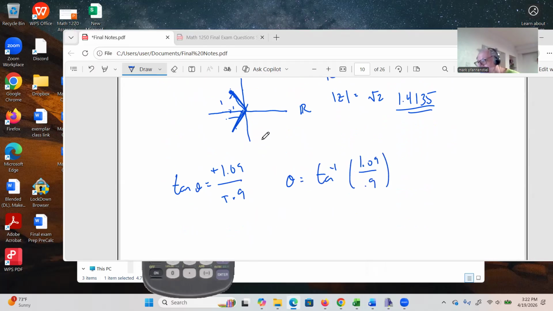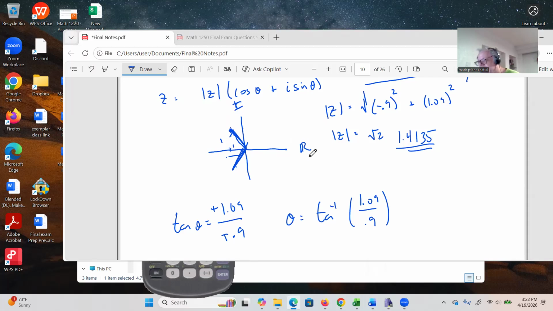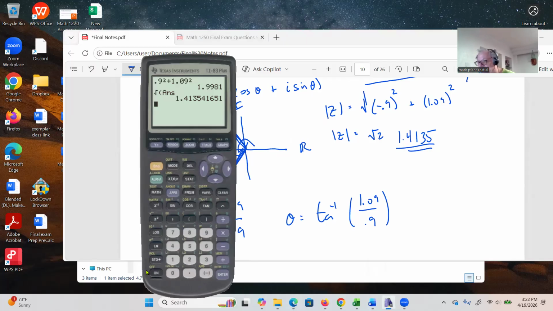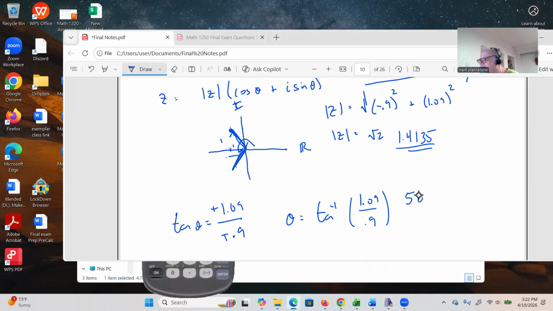Now, this is going to give me an angle in quadrant 1. I don't want it in quadrant 1, I want it in quadrant number 3. So whatever we get for this, we're going to add 180 degrees to it so that we can be in quadrant 3. So we take the inverse tangent of 1.09 divided by 0.9, and that is 50.454 degrees. I didn't do that on purpose at all.